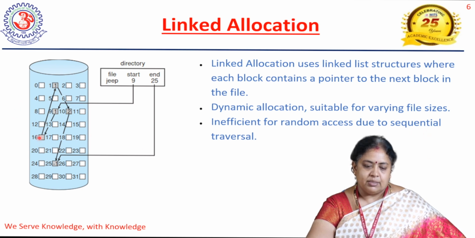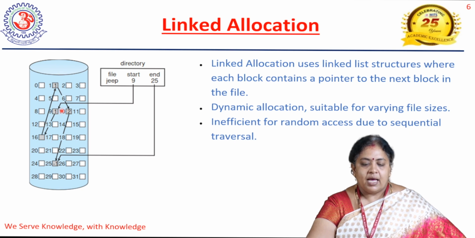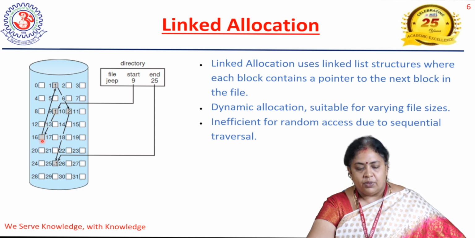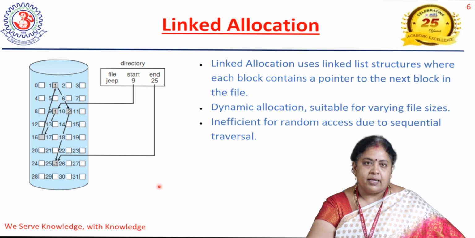Why? Because each block contains the pointer to the next block. That is a main disadvantage of the linked allocation. And the space that is used by each block in order to store the address of the next block is also one of the disadvantages. Generally the block is of size 512 bytes, and we are going to allocate some bytes in order to store the address of the next block. That is also one of the disadvantages of linked allocation.